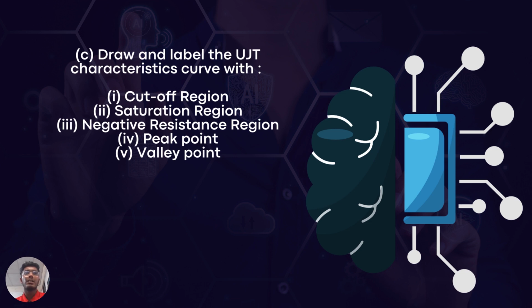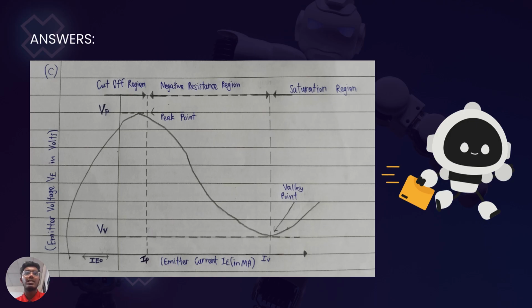Draw and label the UJT characteristics curve with cut-off region, saturation region, negative resistance region, peak point, and valley point. This is the diagram for my answer C. Cut-off region, negative resistance region, saturation region, and peak point and valley point.